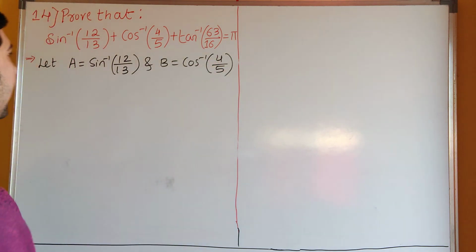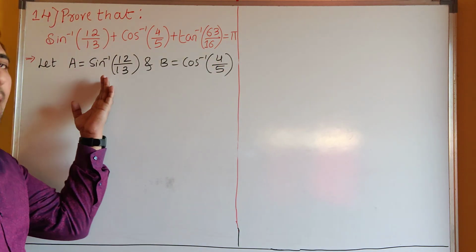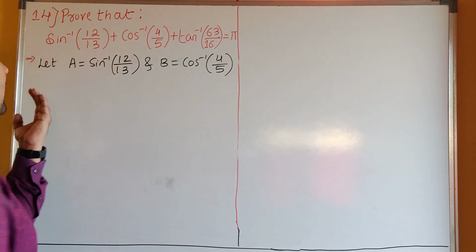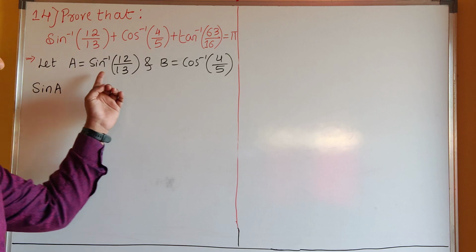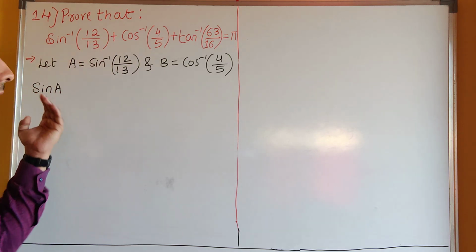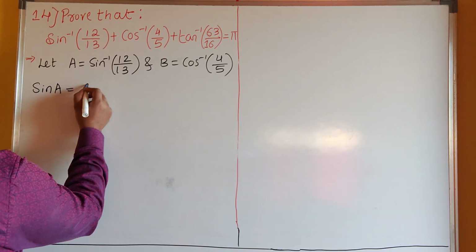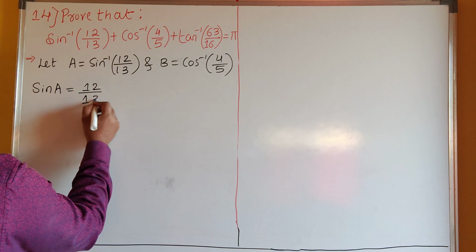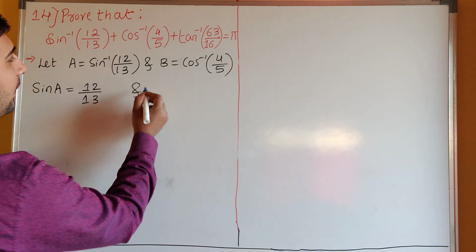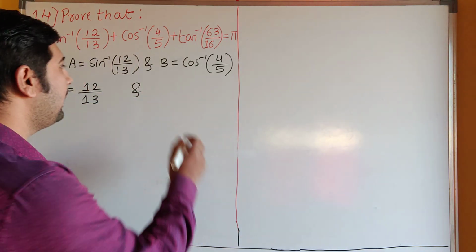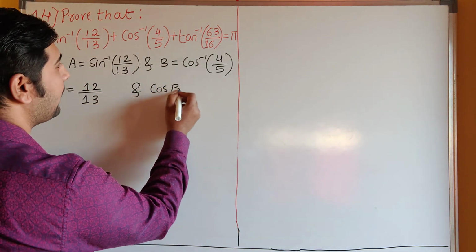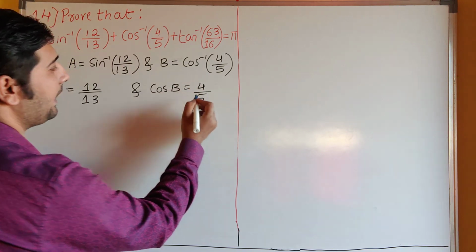Clear? So now see here what will happen. Sin inverse, if you take this side, that will become sin A. If I take sin inverse on the left side, it will become sin A is equal to 12 by 13, dear students. So next, similarly cos inverse is there. If you take cos inverse on the left side, it will become cos B is equal to 4 by 5, dear students.